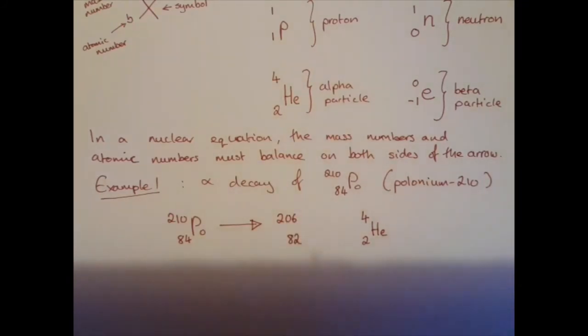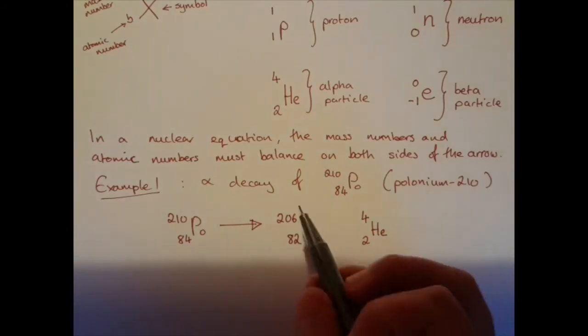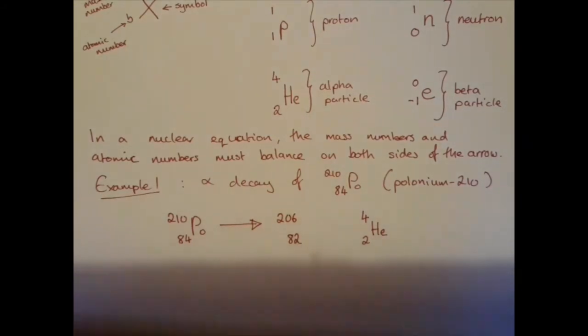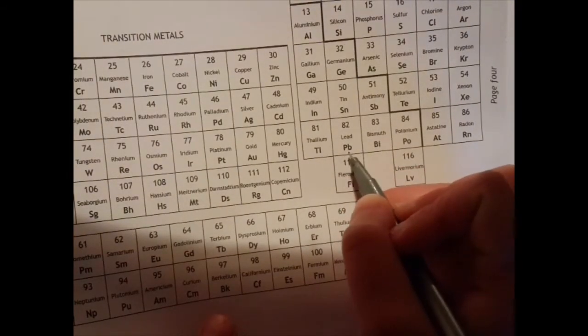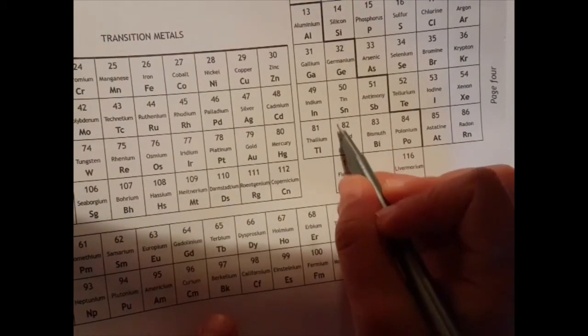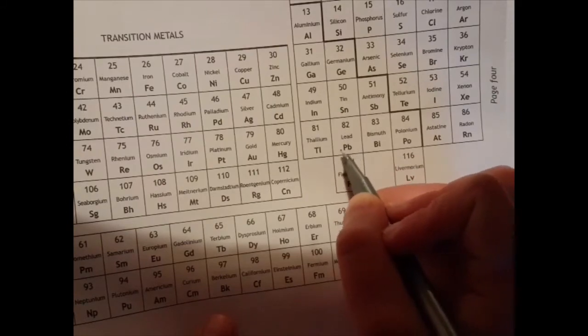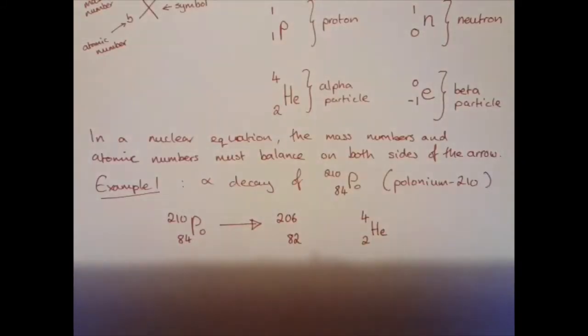As long as you can add and take away, then that should be fine, although obviously it's easy to make silly mistakes sometimes with that. And then we just have to find out what element it is. So we're looking for something with an atomic number of 82 in the periodic table. So these are in order. So here we go. Lead has an atomic number of 82, so we're going to give it the symbol Pb.